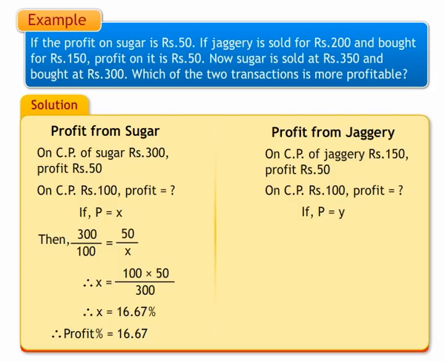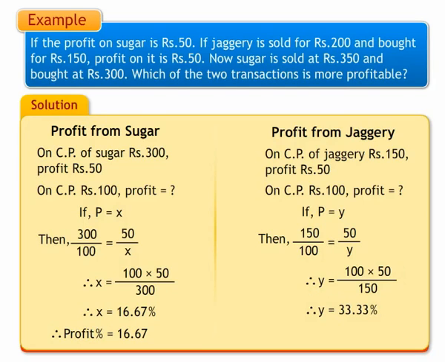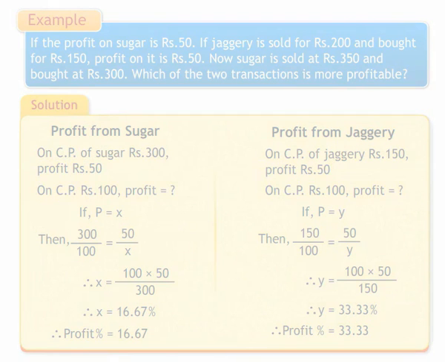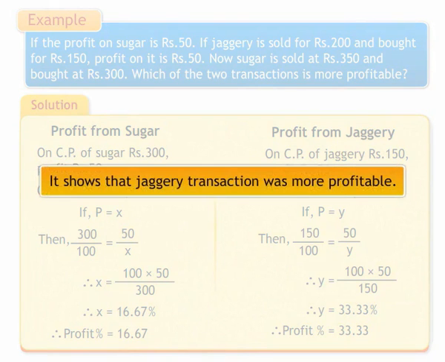16.67. For jaggery, we get 150 upon 100 is equal to 50 upon Y. Therefore, Y is equal to 100 into 50 divided by 150. Therefore, Y is equal to 33.33. Therefore, profit percent is 33.33. On comparing the profit percent in sugar transaction and jaggery, it is clear that jaggery transaction was more profitable.